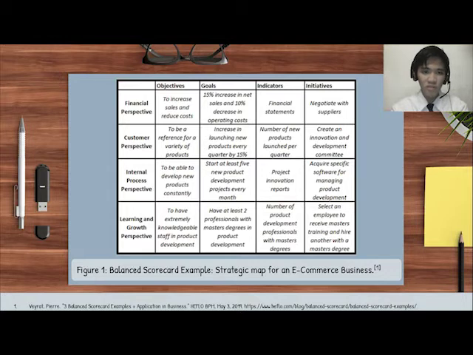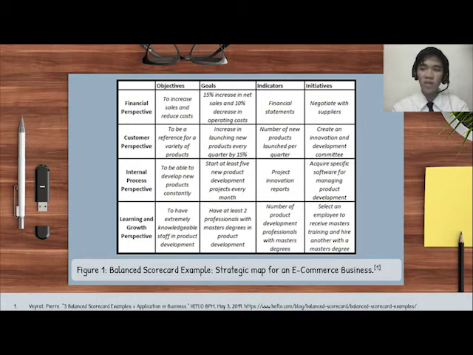Let's look at the customer perspective. For the company's objective, it is to be a reference for a variety of products, and the goal is to increase the launching of new products every quarter by 15%. The indicator for that objective and goal is the number of new products launched per quarter. For the initiative, it is to create an innovation and development committee.